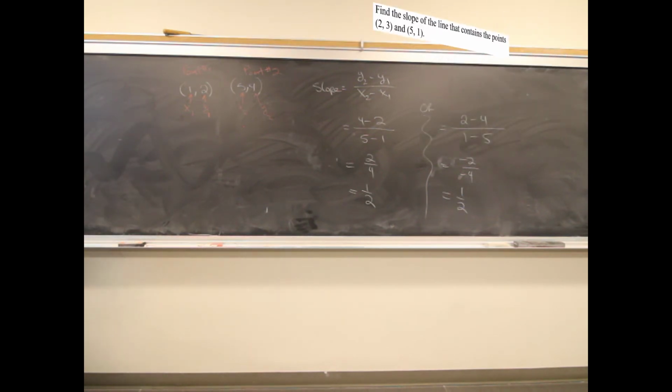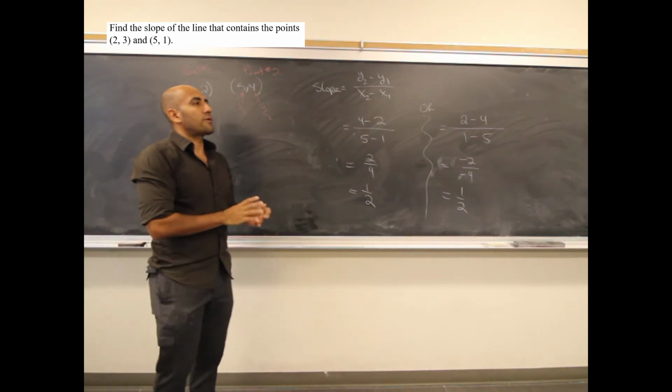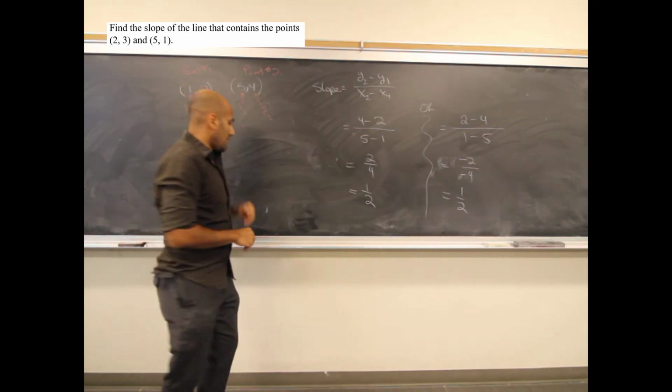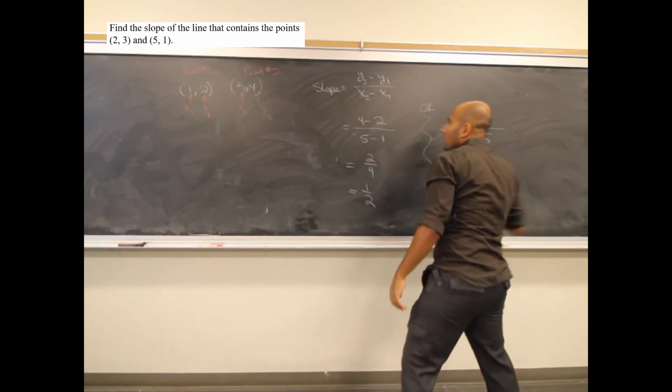Okay. Find the slope of the line that contains the points 2, 3 and 5, 1. Okay, so we can do the same process here. Put them into our formula.